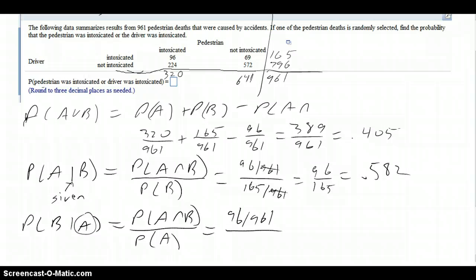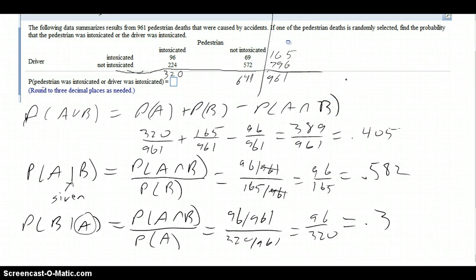But now this would be flipped around. What's the probability that the driver was intoxicated, given that the pedestrian was intoxicated? And so now we're going to look at only these 320. So now it's 320 out of 961. So it flips it: 96 out of 320, which is 0.3. There we go. So there's a little bit on probability with an "or."